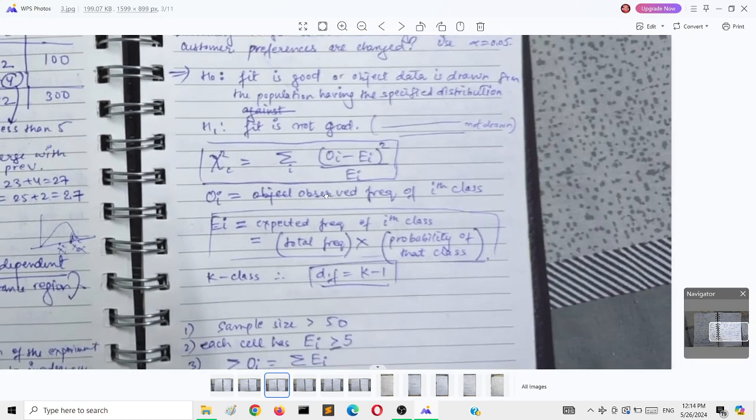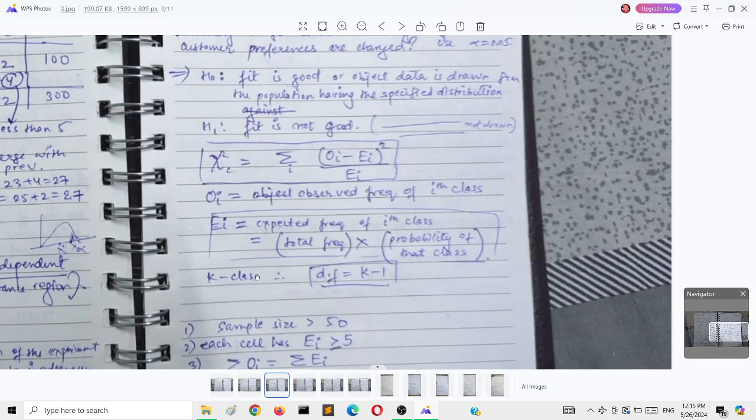So we will calculate the chi-square value again with the same formula, right? That's the summation over all values of observed minus expected value squared, divided by expected value. So observed frequency of the ith class, that's your Oi minus Ei, right? Here the expected value is a bit different, because we are getting percentage frequencies. If you calculate for the ith class, it comes out to be the total frequency multiplied by the probability of that particular class.